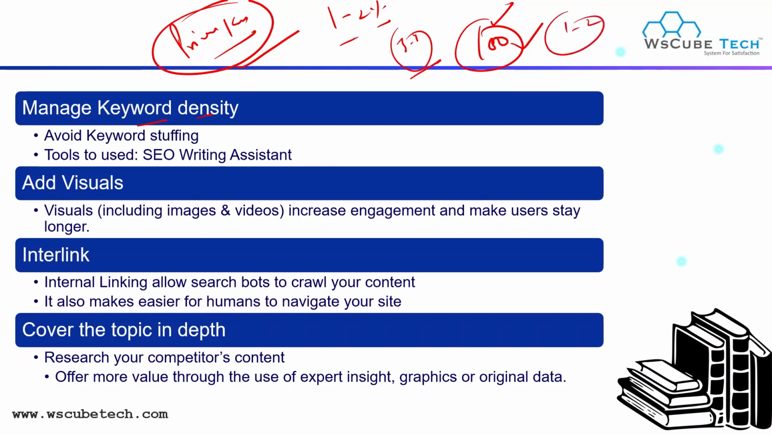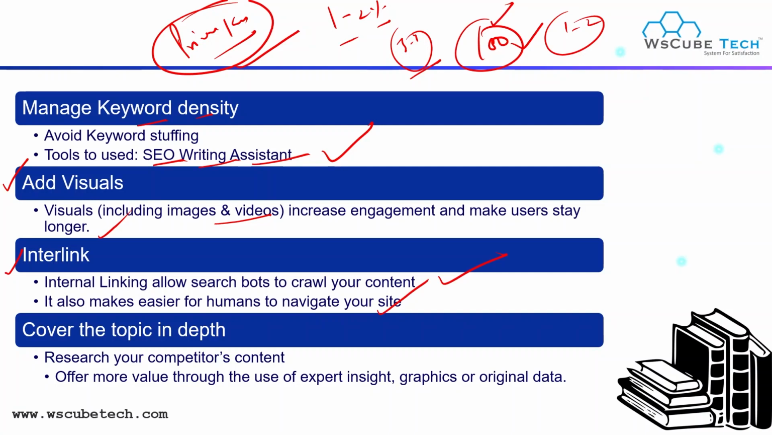Next, a tool to be used is an SEO writing assistant. You can use that. You have to add visuals in your content because visuals, that is your images and videos, increase the engagement and make users stay longer. So you have to use visuals in your content. Next is internal linking. Internal linking allows search bots to crawl your content and it also makes it easier for humans to navigate your site. So you must put internal linking in your content.